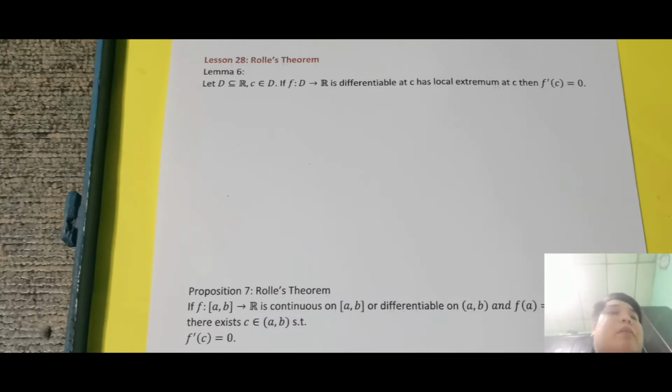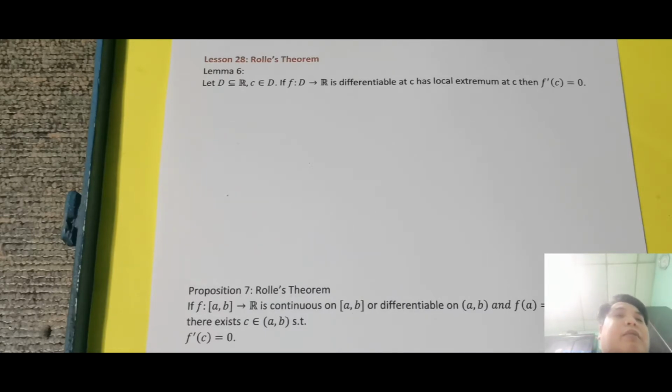Okay, so let's have lemma number 6. So again, natapos yata tayo sa proposition number 5. So I guess that is the inverse theorem, naalala ko. So ngayon pumunta tayo ng left and right derivative, then saka tayo punta dito ulit sa Rolle's theorem. So ganun ulit, more improving ulit tayo. Okay, so let's have lemma number 6.